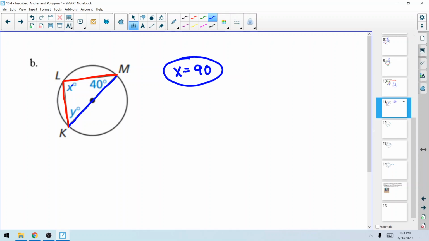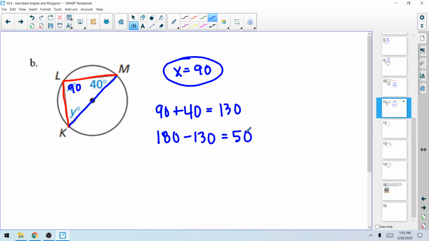Now, once I know x is 90, then I'm just looking at the triangle in general. And what do we know about all the angles in a triangle? They have to add up to 180. So I'm going to take 90, going to add 40, which is 130, and then I'm going to take my 180, I'm going to subtract off my 130, which is going to give me 50, so I know y has to be 50 degrees.